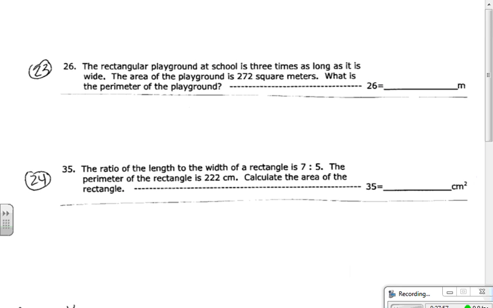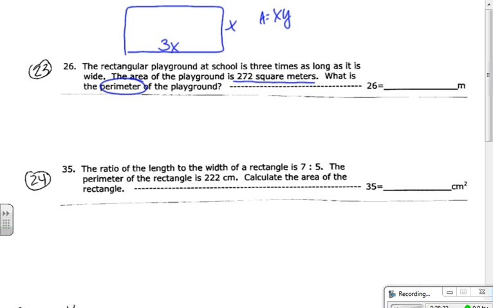We've got number 23. The rectangular playground at school is 3 times as long as it is wide. So if we say the width is x, then it's 3 times as long, so it's going to be 3x. The area is 272 square meters, and we want to find out what is the perimeter. So area is going to be your length times your width. So our area is 272, and it's equal to x times 3x.